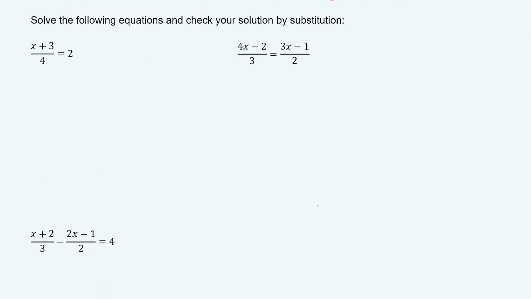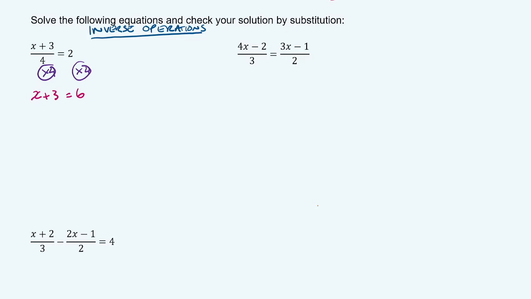Now these do say check by substitution. The other one did too. Let's have a go at one of these by checking with substitution. Let's just do the first one now. Again, we are using our inverse operations. So these are the operations that are opposite to what we already have. So if I'm dividing by 4, I want to times by 4. Gets rid of that fraction entirely.